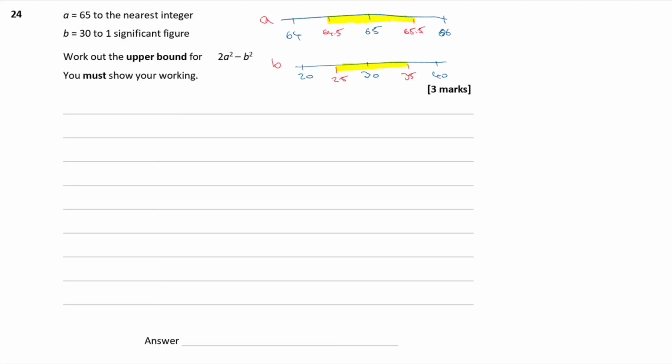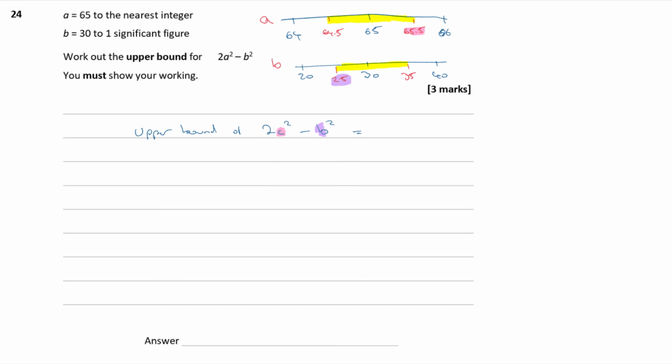Now we want to work out the upper bound of 2a squared minus b squared. So I want to get the biggest number that I can get. Now the biggest number I'm going to get is if I pick the biggest number for A. So that one needs to be my biggest one. But then I'm going to take away something. Now if I pick biggest B, then I'm taking away the biggest thing possible from my total, and I'm going to end up with a smaller number. So for B, I want to pick the smaller one of the two. So for B, I'm going to be picking 25.